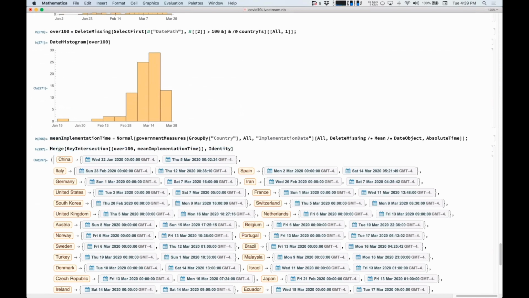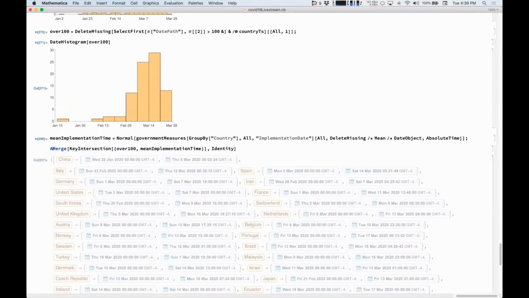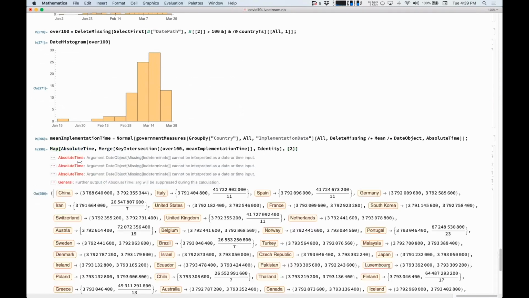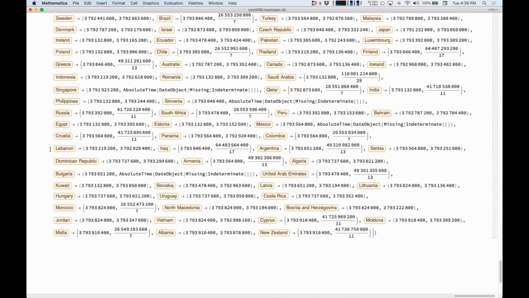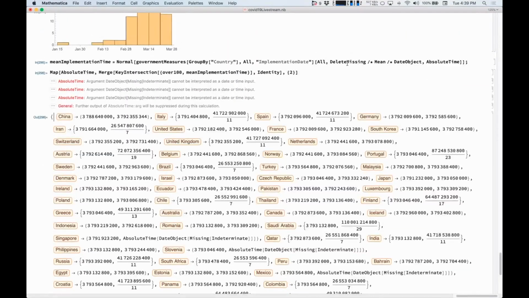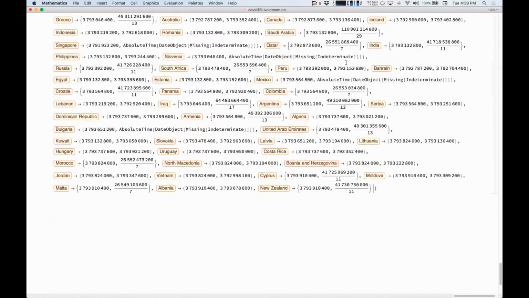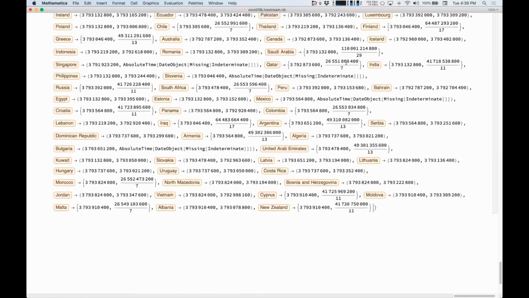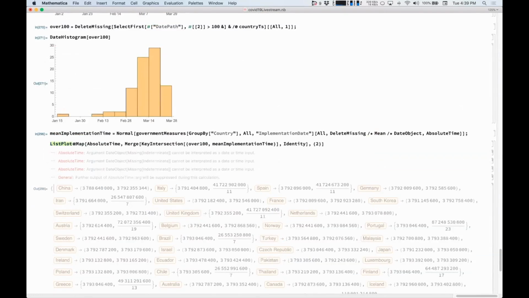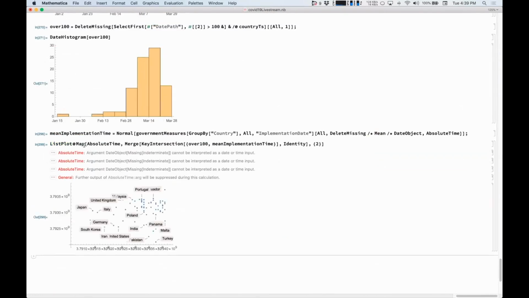And so those are some dates. And so actually we'll do it like this first, just to compare the two things. And then we'll do the difference. Date object missing indeterminate. Well, that's because there are some missing. Yeah, don't worry about it. Just plot that with a tooltip for each country. Let's just plot that just to compare them.